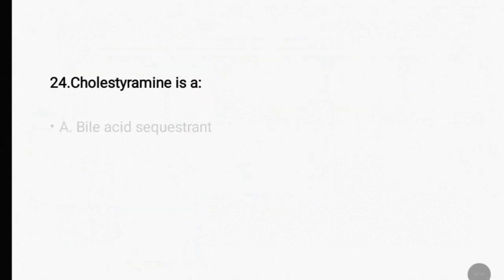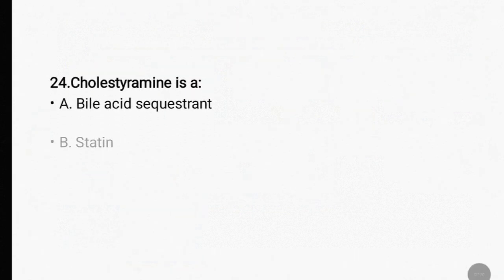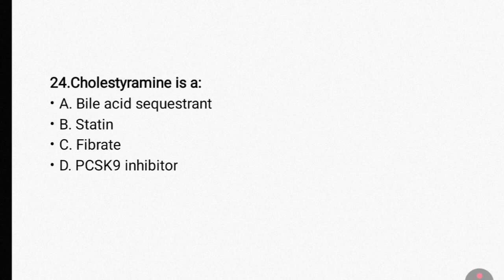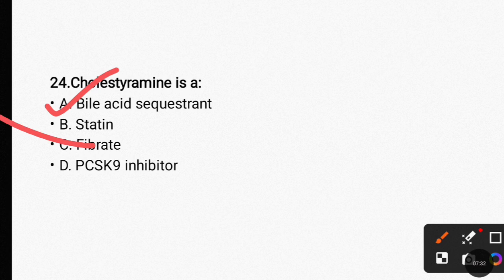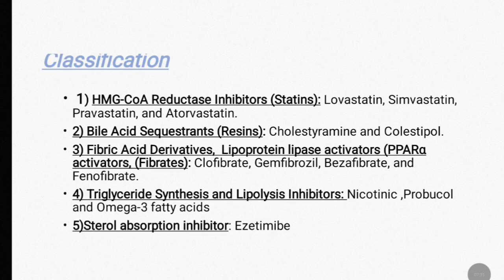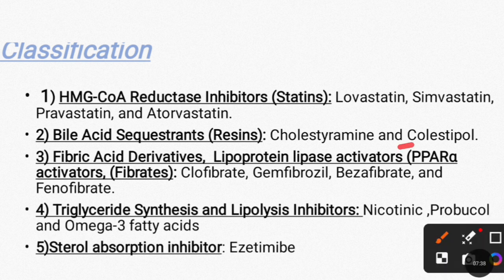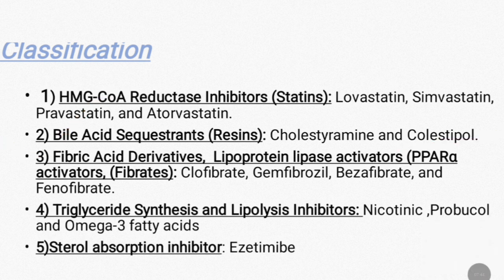Okay, next question, 24. Cholestyramine is a bile acid sequestrant, statins, fibrate, or PCSK9 inhibitors. It is a drug category that falls under the antihyperlipidemic drugs. So here the right answer is bile acid sequestrant. From this slide we know that cholestyramine and colestipol, these are the two drugs that fall under the subcategory of bile acid sequestrant, which is also known as resins.